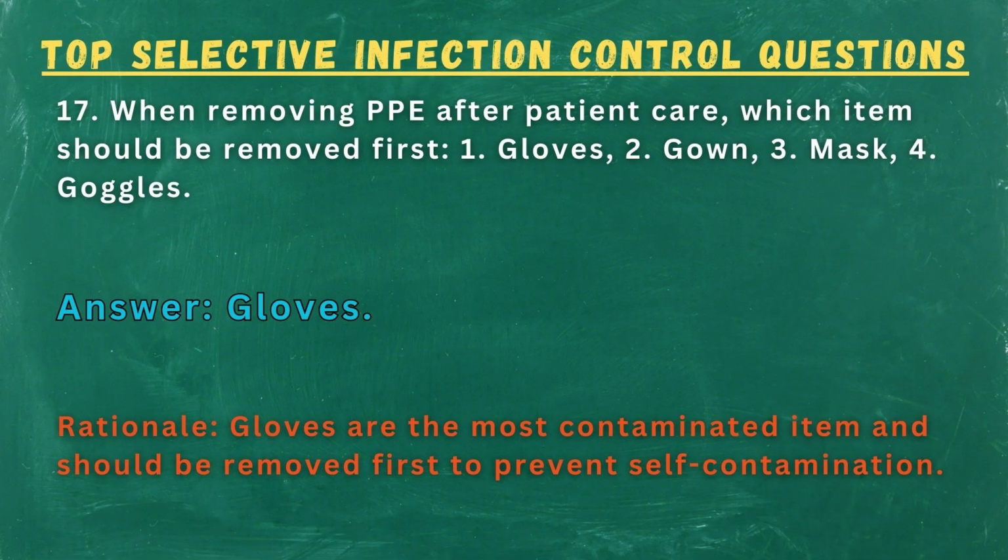17. When removing PPE after patient care, which items should be removed first? 1. Gloves. 2. Gown. 3. Mask. 4. Goggles. Answer: Gloves. Rationale: Gloves are the most contaminated item and should be removed first to prevent self-contamination.